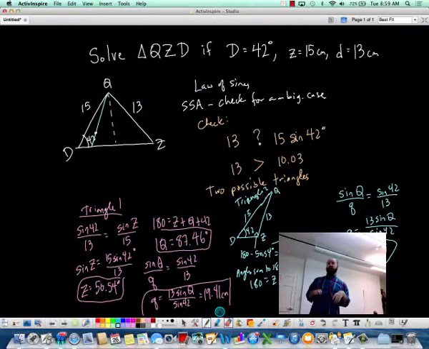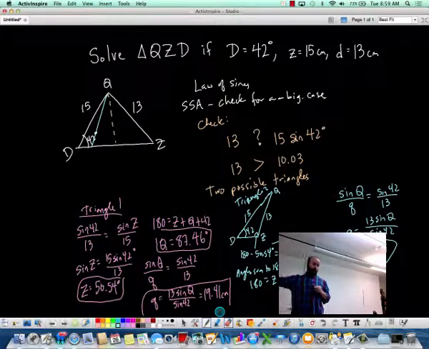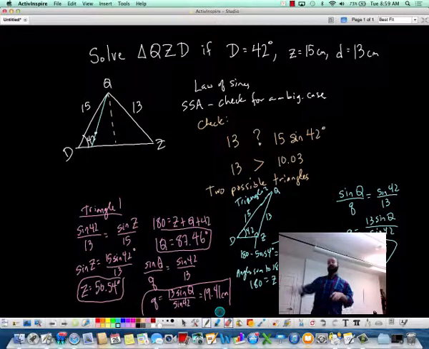Now, keep in mind, if you actually had a triangle that didn't exist and you were working through the law of sines, the law of sines would eventually tell you, hey, something's wrong. But if you have the ambiguous case where you have two of these, you're going to have to make sure to do this check before you get anything started.